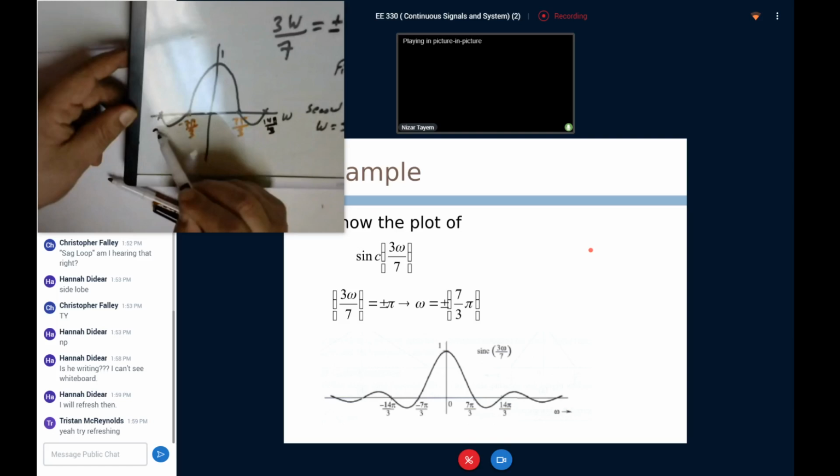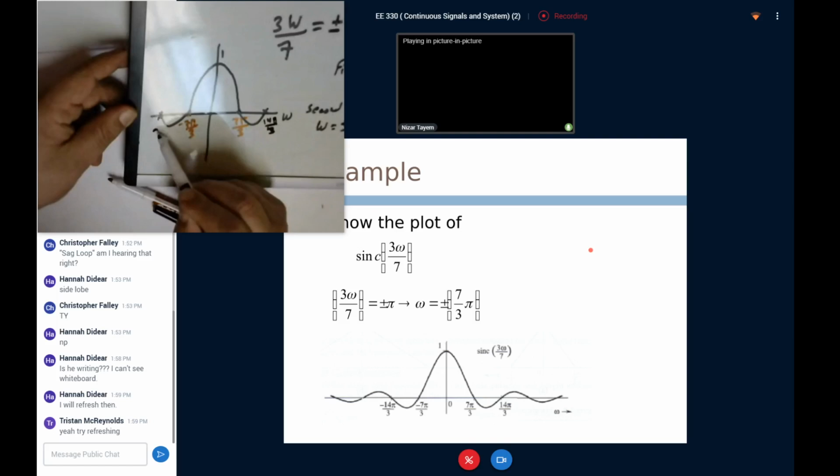Clear. I want to see what Hannah says. I think she has a problem with her camera, maybe. But everybody is able to see the whiteboard, right? Okay. So, do you have any questions about how to sketch a sinc function? Is it clear? So everybody now knows how to sketch a sinc function. Okay. So this is mainly the sinc function.